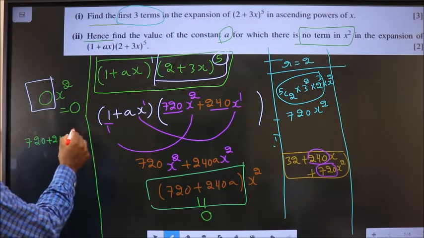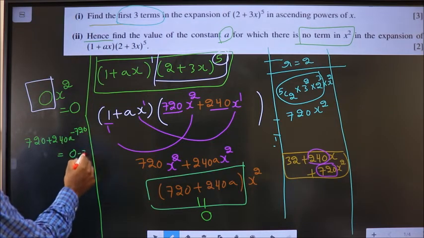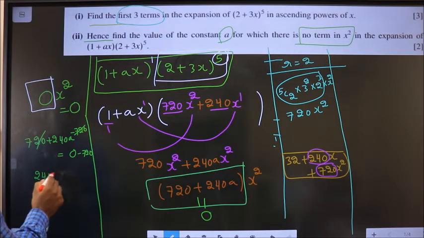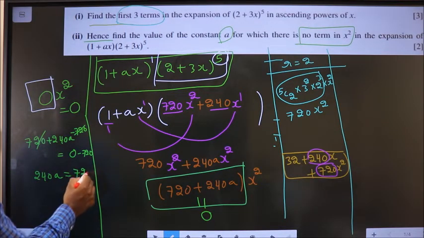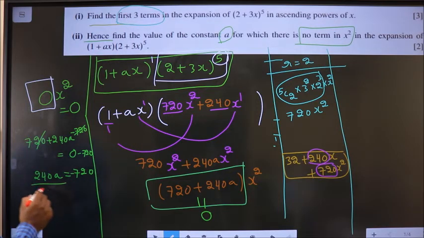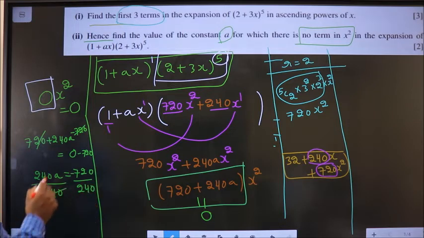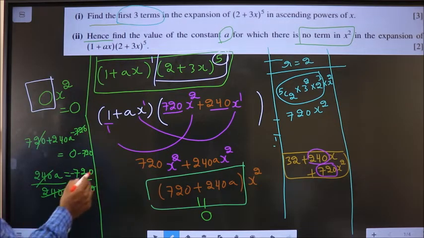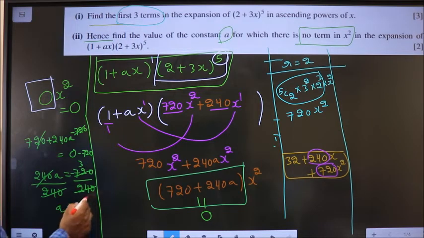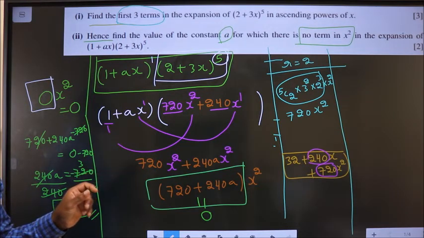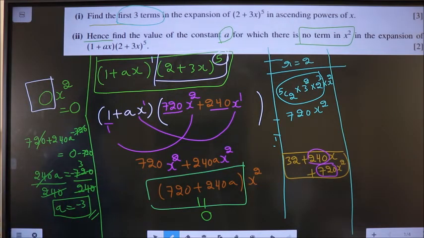Now subtract 720 from each side such that this cancel out, leaving us with 240a equal to minus 720. Now divide by 240 on both sides. So a is equal to, this will go 3 times. So minus 3. Clear? No term in x square means coefficient of that has to be 0. That will result in the value of the constant whatever he is asking. Okay.